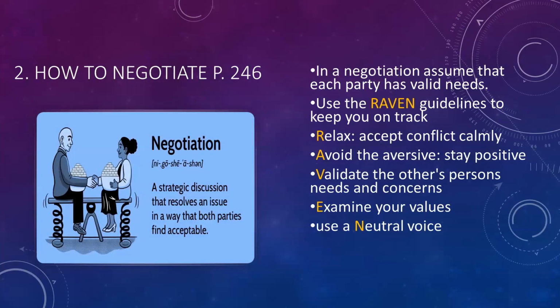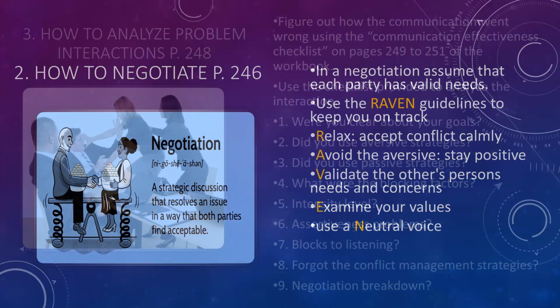2, how to negotiate, page 246 of the workbook. In a negotiation, assume that each party has valid needs. Use the Raven guidelines to keep you on track. R, relax. Accept conflict calmly. A, avoid. Avoid the aversive, stay positive. V, validate. Validate the other person's needs and concerns. E, examine. Examine your values. N, neutral. Use a neutral voice.